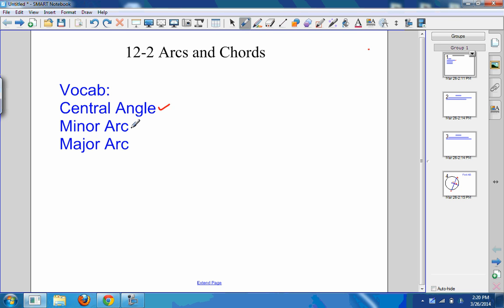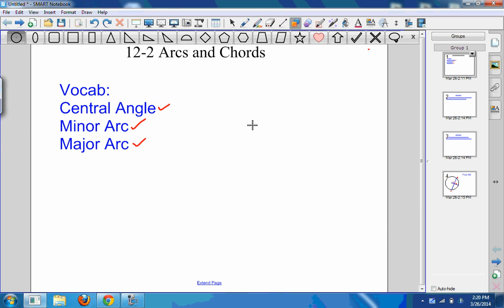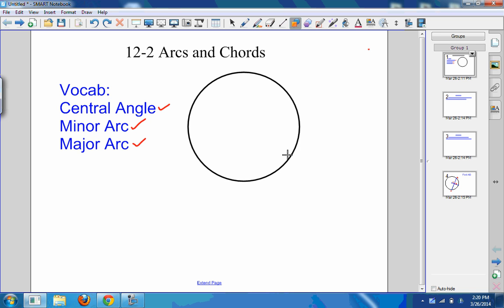We have central angle, minor arc, and major arc. Now these all have to do with circles. So let's put a circle in here. First, a central angle. A central angle is any angle that goes through the center of the circle. So let's say that's the center of our circle. If I have an angle like this, that would be a central angle because it is going through the center of our circle. We could have all different size central angles.